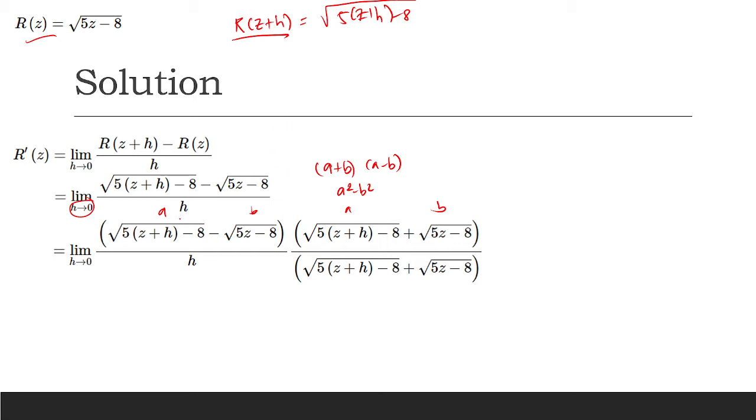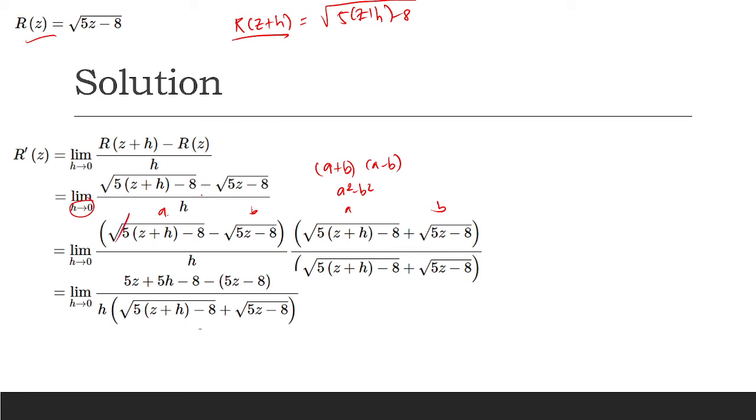So if you do that, madali na to. Because what will happen here is magiging square lang yung A and magiging square lang yung B. Tapos naka-minus sila. And then ito, multiply lang natin siya sa h. So if you do that, we will arrive at this equation. So mawawala na tong square natin na to. Ang matitira is we have 5z plus 5h minus 8 minus 5z minus 8, over h times the conjugate, which is the square root of 5 times z plus h minus 8 plus square root of 5z minus 8.